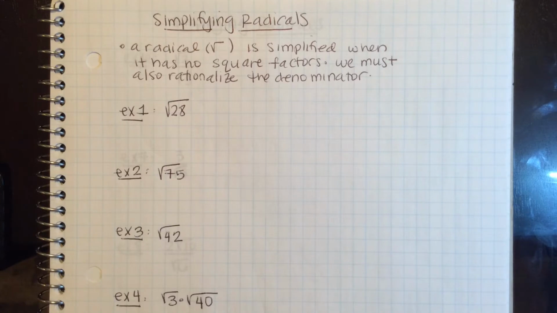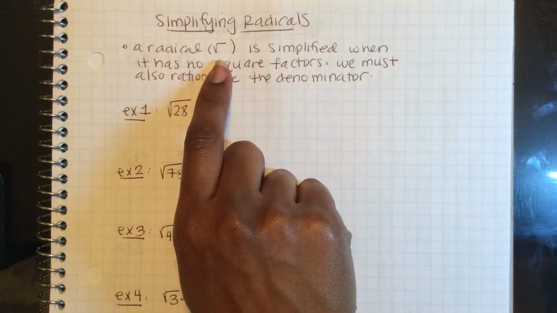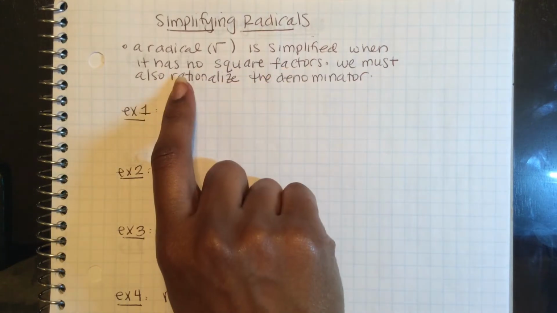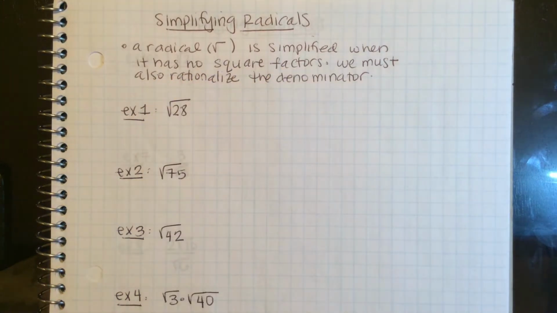If you notice a lot in this unit, we are solving a lot of radicals, especially dealing with the Pythagorean theorem. We need to make sure that when we're not giving our exam answers in decimal form, that we're giving it as a simplified radical. So a radical or square root is simplified when it has no square factors. We must also rationalize the denominator.